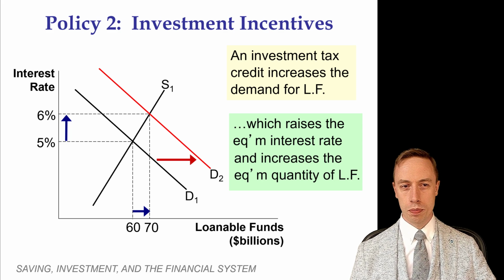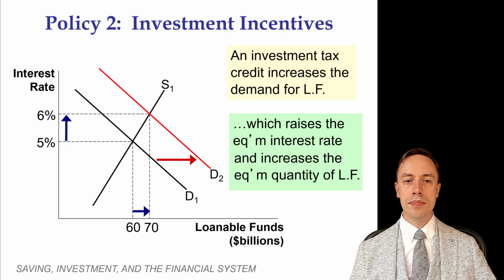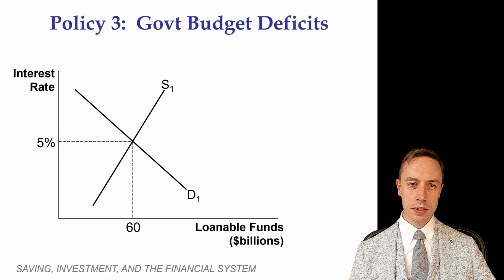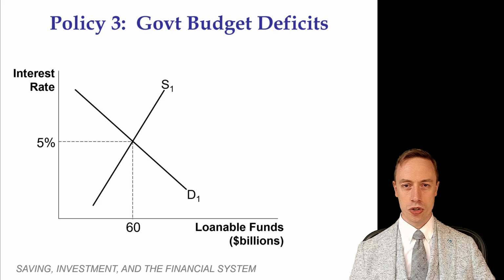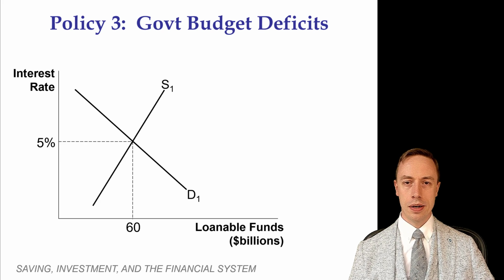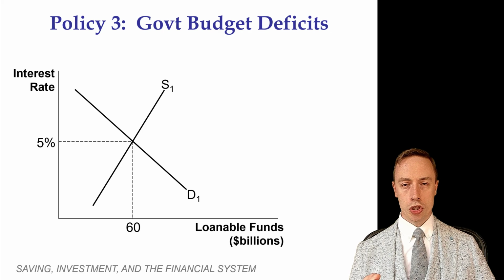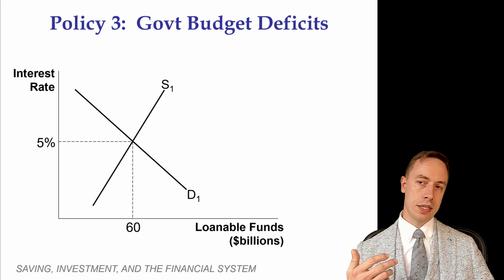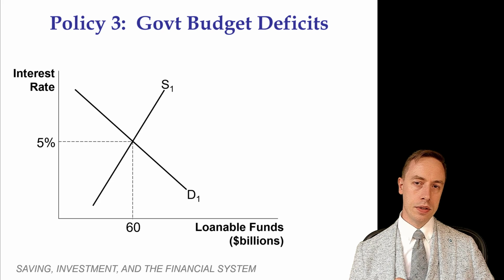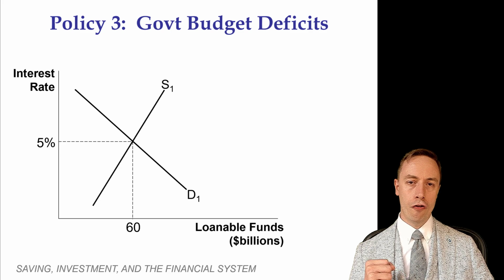All right, we've got our first two policies out of the way. Let's go ahead and up the difficulty level to maximum now. What is the most difficult story as far as I'm concerned there is to analyze using the market for loanable funds? I would say it's the story of government budget deficits. Let's say the story is the government budget deficit, which is currently at, let's say, $100 billion. The government budget deficit increases from that $100 billion to $400 billion.